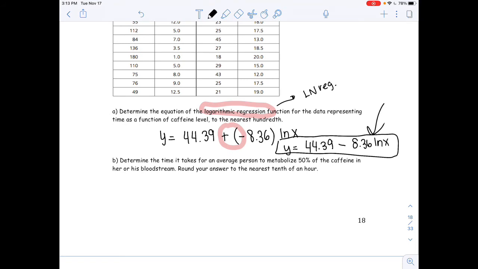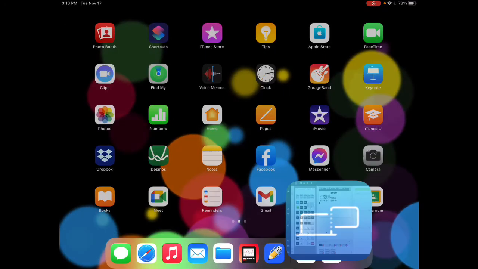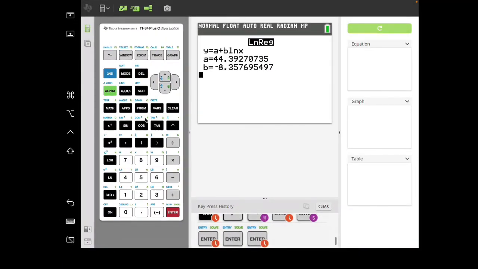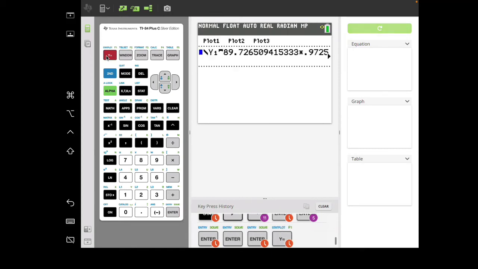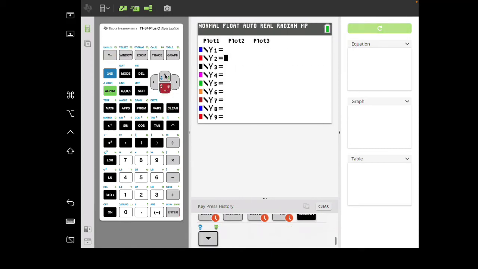Okay, so once you got the equation, let's go back and figure out the answers for the next questions. Okay, so we always have to go back to the graphing calculator to graph this stuff before we continue. So just like in our previous question, don't touch anything here, don't clear it. Go to y equals. Clear only what's in y1 and what's in y2.